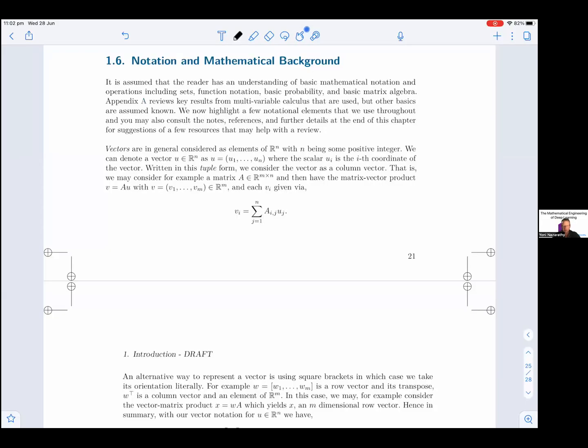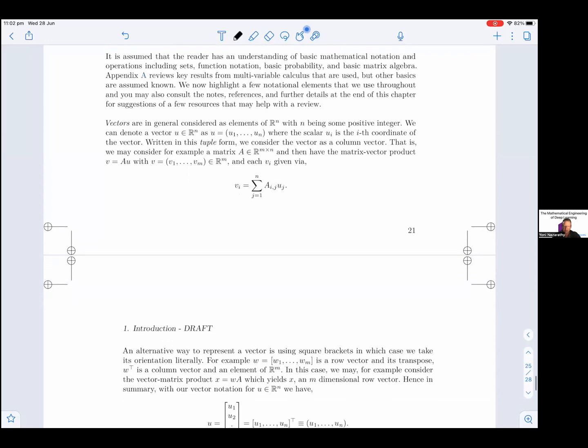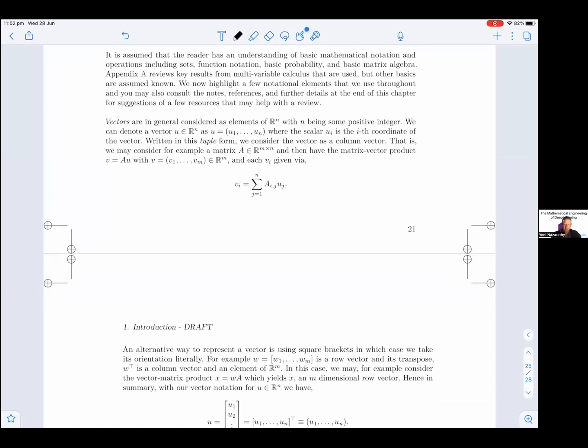Section 1.6, Notation and Mathematical Background. It is assumed the reader has an understanding of basic mathematical notation and operations, including sets, function notation, basic probability, and basic matrix algebra. Appendix A reviews key results from multivariate calculus that are used, but other basics are assumed known. We now highlight a few notational elements that we use throughout, and you may also consult the notes, references, and further details at the end of the chapter for suggestions of a few resources that may help with the review.